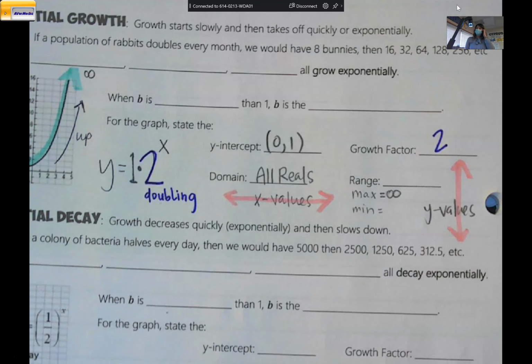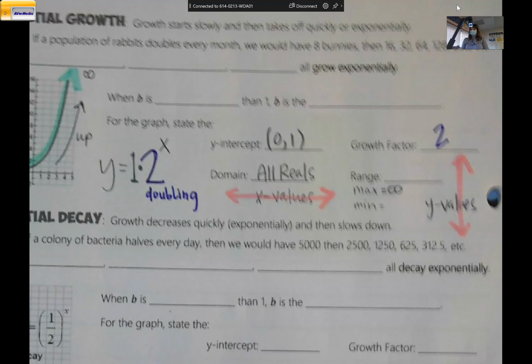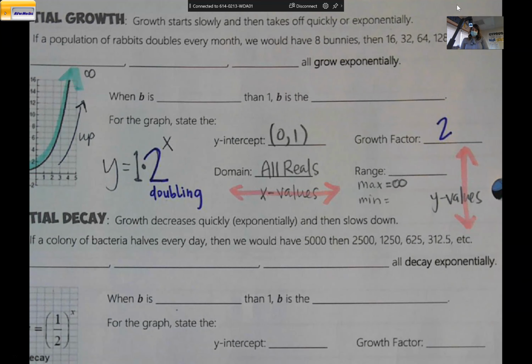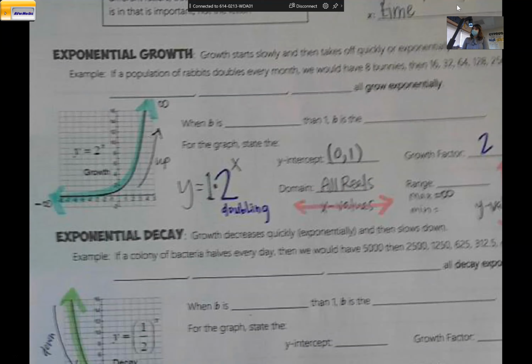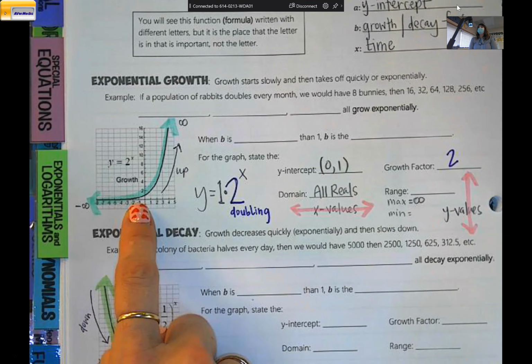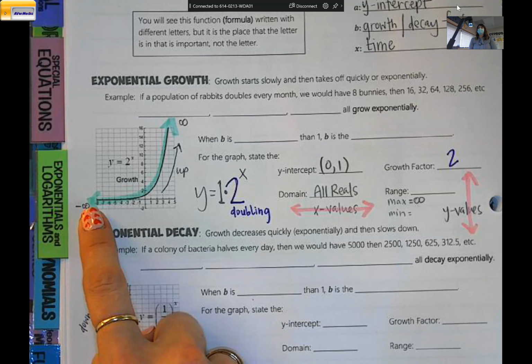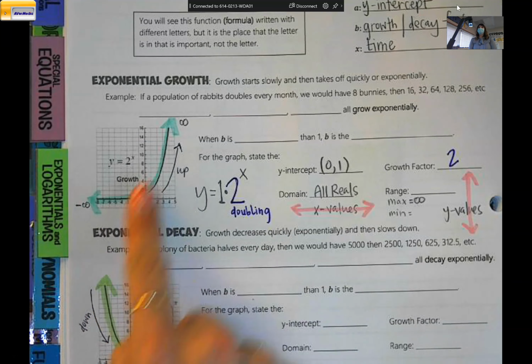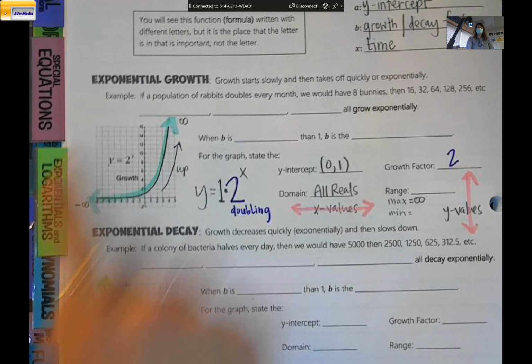The minimum of this graph is where it gets interesting. So let's look. Does our graph cross over into the negative side? No. This graph never crosses over into the negative side.